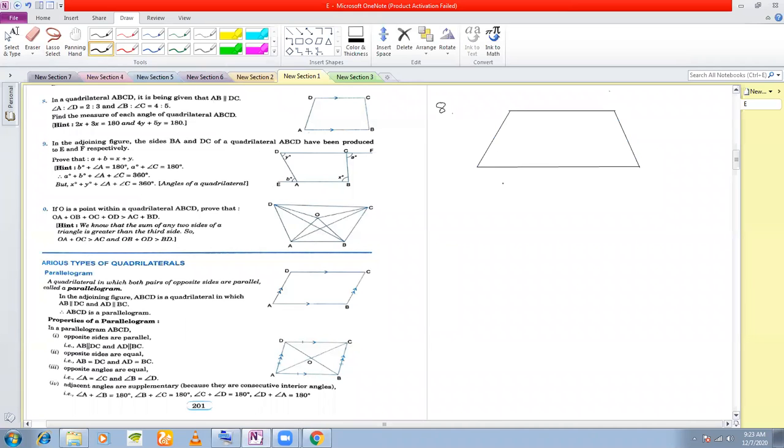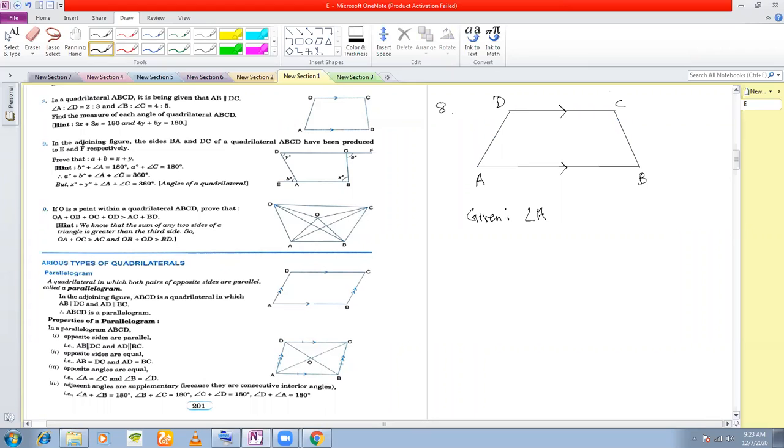This is a quadrilateral. And in this quadrilateral, it is given that these two sides are parallel. Okay, and the ratio of the angles are given. So what are the ratio of the angles given?